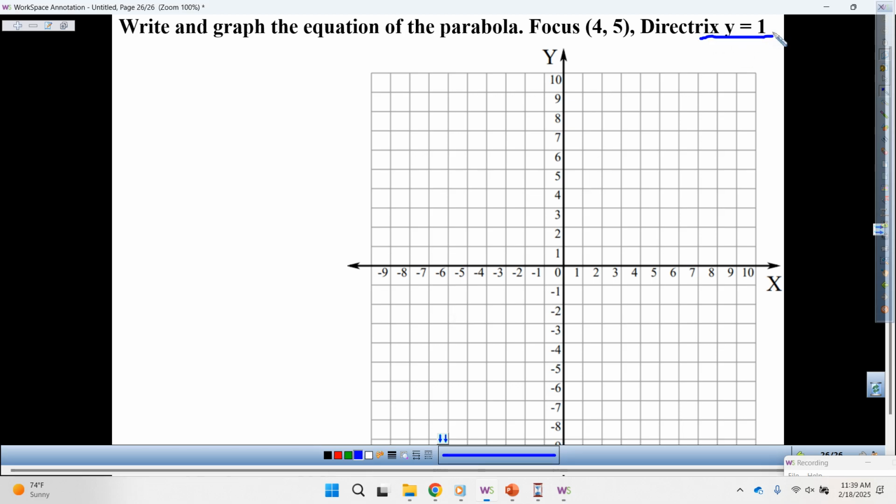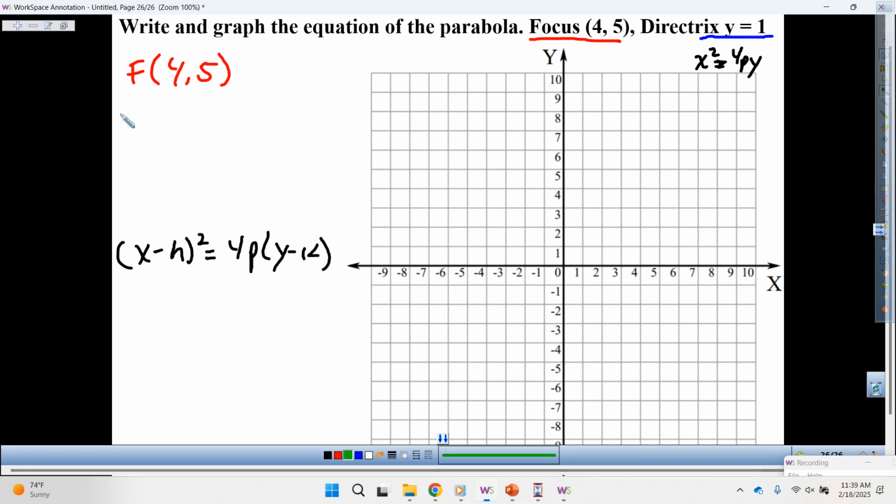Y equals 1. Turn to your neighbor, let them know what equation comes to mind right away. What equation comes to mind? Mariah, what equation? That is correct. X squared equals 4py. But since it no longer is going through the point of origin, our new equation is x minus h squared equals 4p times y minus k. Hands up if you are with me so far. Okay, not bad.